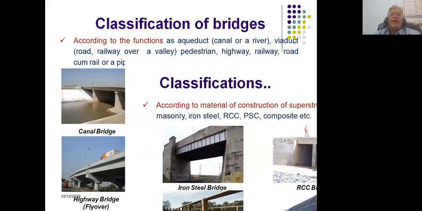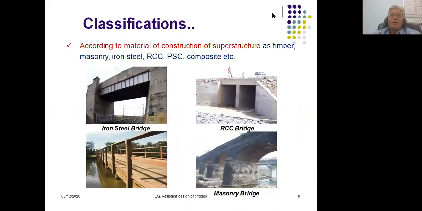And according to the material of construction of the superstructure, earlier timber was widely used, but slowly and gradually timber was replaced by steel. And then, as we evolved, we have gone for reinforced concrete bridges, prestressed concrete bridges, and composite bridges. So these are the different materials, based on which it is known as a steel bridge, RCC bridge, PSC bridge, composite bridge, or masonry bridge. So these are the different kinds of bridges as far as the material of construction is concerned.